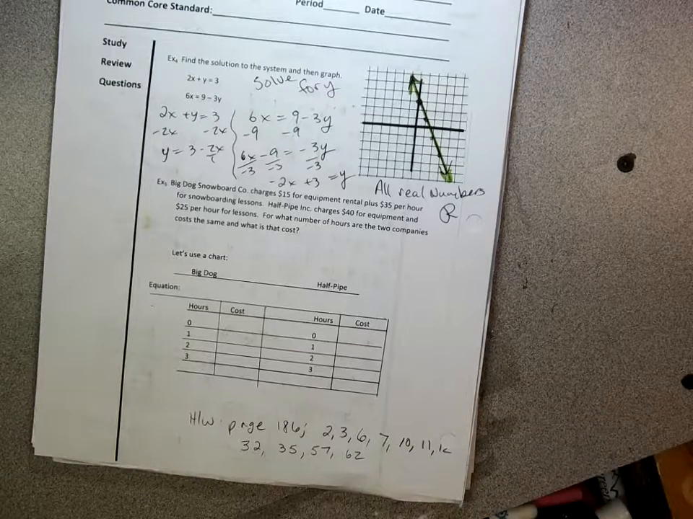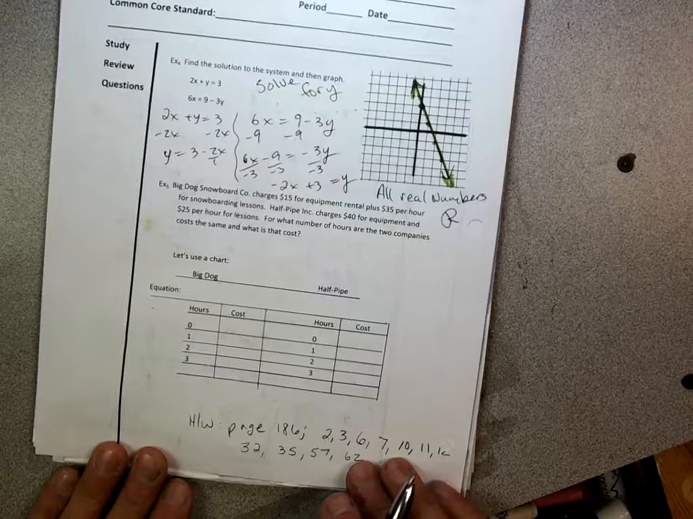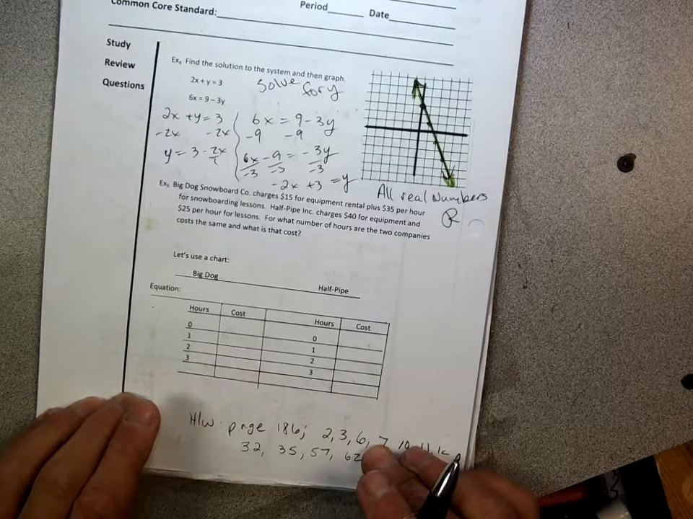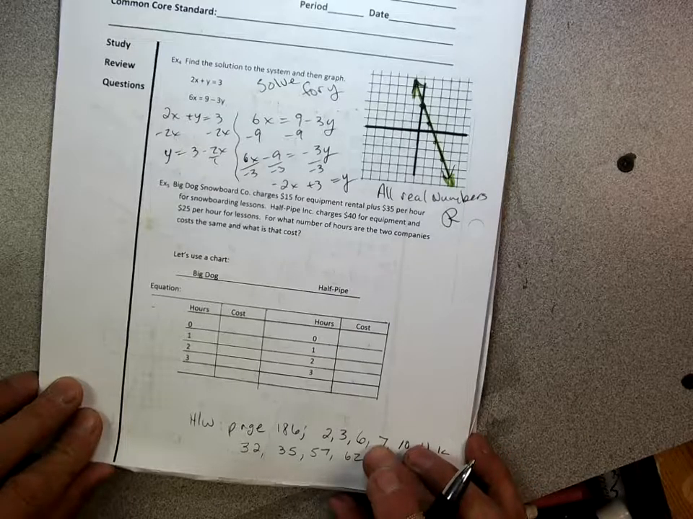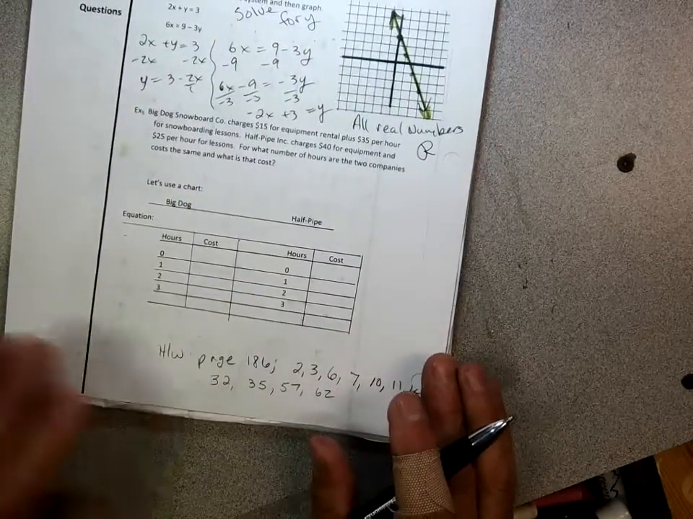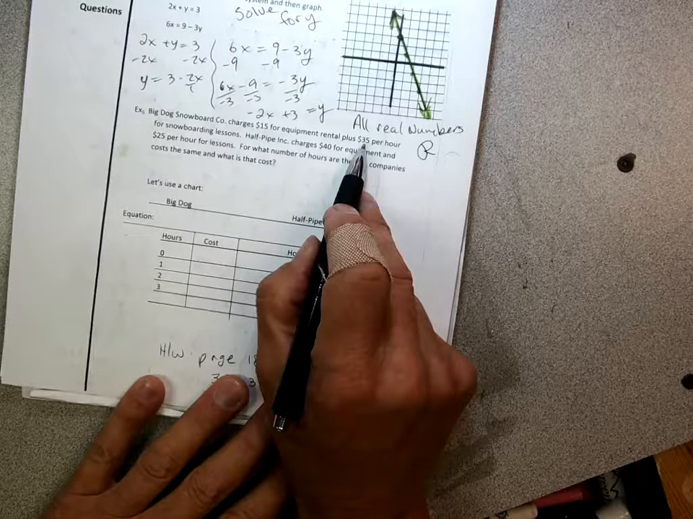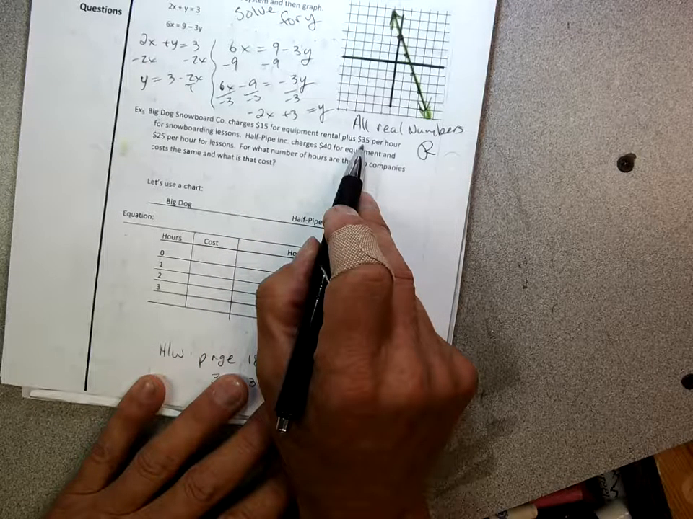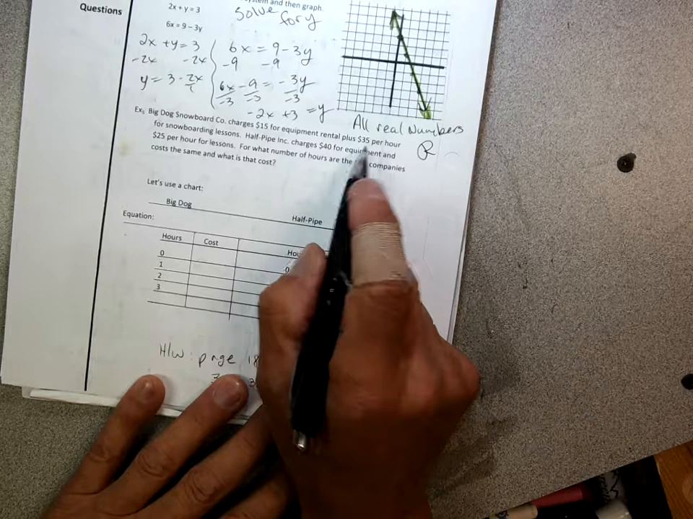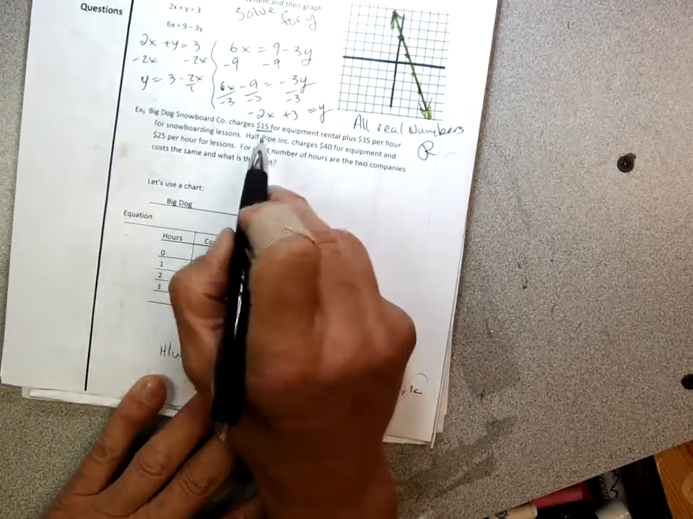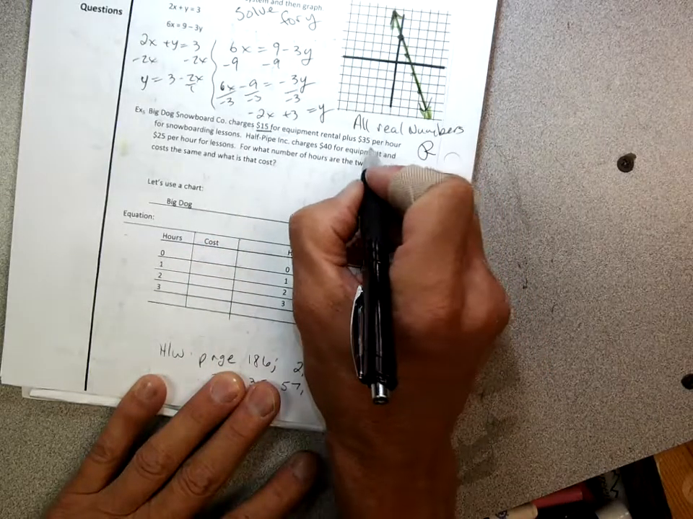All right. Last one, example 5. Big Dog, snowboard, and Halfpipe. Okay. I did not make these names up. These came out of the book. Okay. It's all good. So Big Dog charges $15 for equipment rental plus $35 per hour. So this is a one-time charge, like a fixed cost, and this is a per hour.